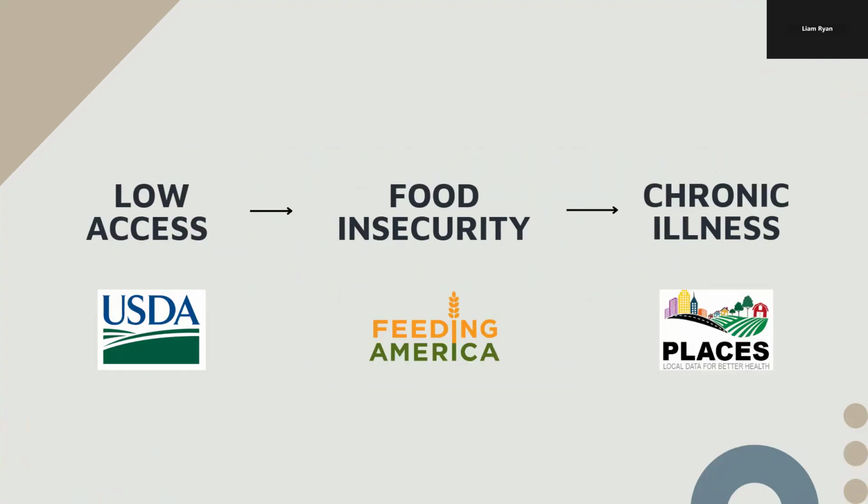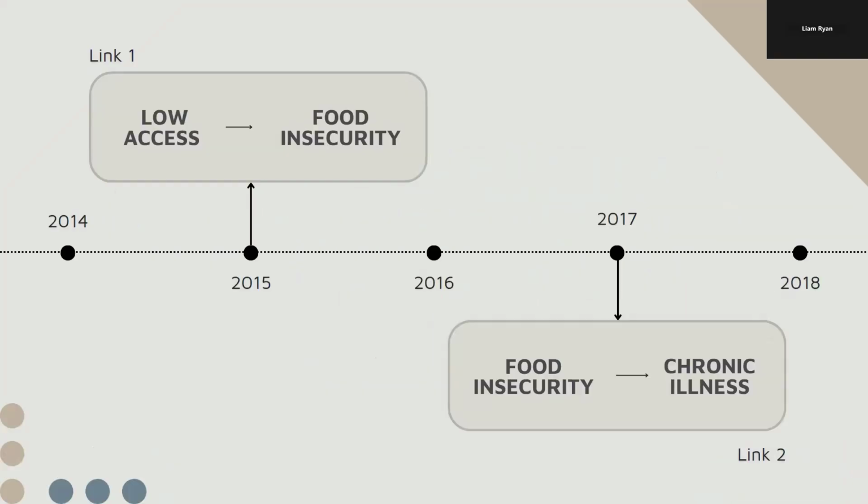To explore these relationships, we collected data from the USDA's Food Access Research Atlas, Feeding America's Map the Meal Gap dataset, and the CDC's Places dataset. Rather than merging all the data, we split the pathway into two relationships across 2 years.